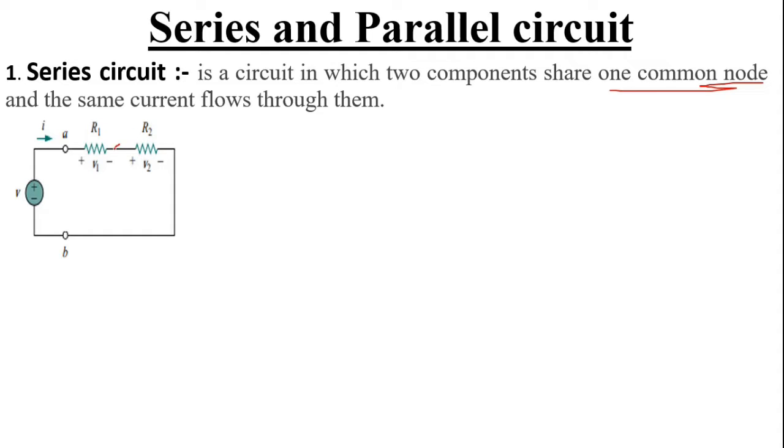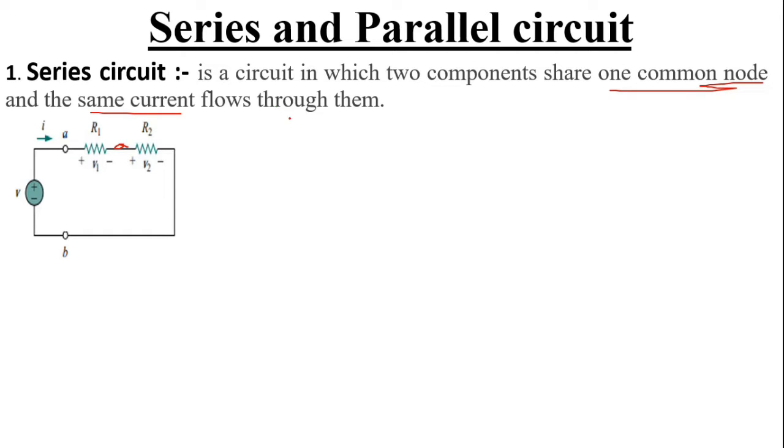So a series circuit is a circuit in which the components share a common node, and the other thing is that the two components carry the same current. That means the same current flows through them.